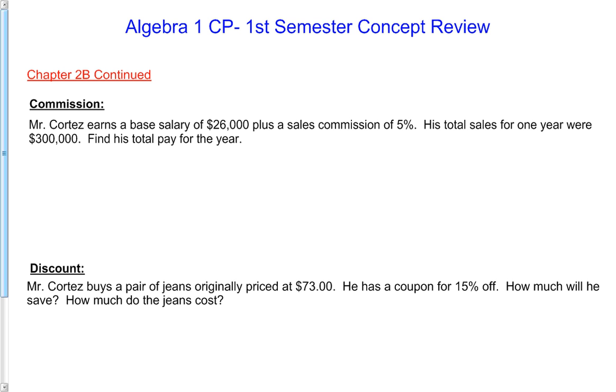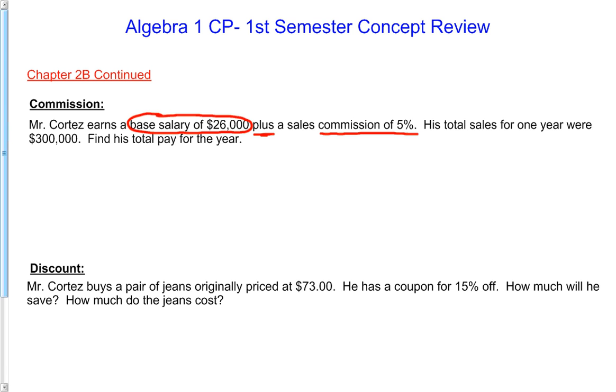All right, Mr. Cortez earns a base salary of $26,000 per year. $26,000 is the salary. Salary means that's what he is going to take home no matter what. No matter how many hours he works, no matter what he does, he's going to make $26,000. Then it says plus a sales commission of 5%. His total sales for 1 year were $300,000. Find his total pay for the year.